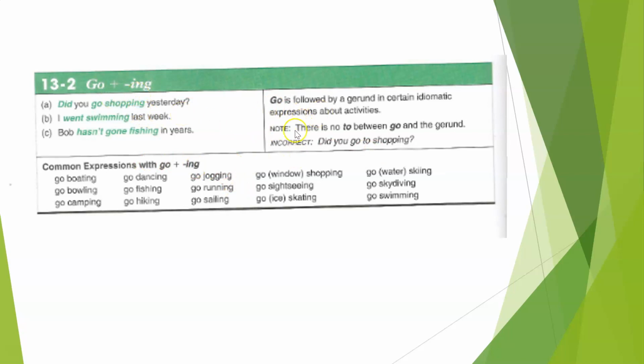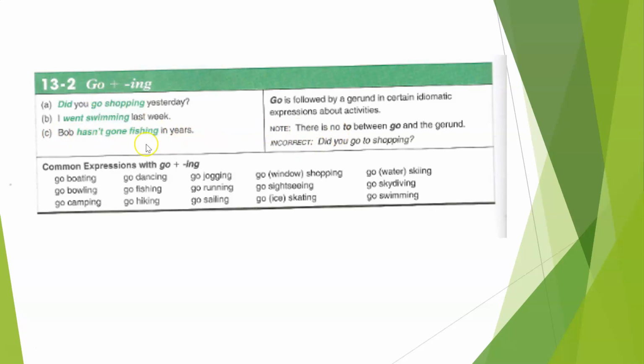Go plus ing. There are many idiomatic expressions that use go followed by a gerund, a form of a certain verb. Okay, example A. Did you go shopping yesterday? So the verb go is followed by shopping. B. I went swimming last week. Went is the past form of the verb go, and it is followed by an ing form, swimming. I went swimming. C. Bob hasn't gone fishing in years.